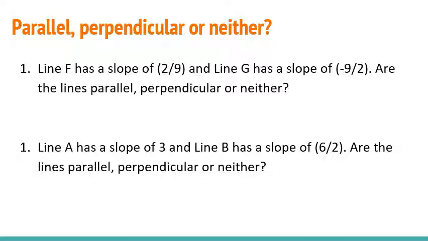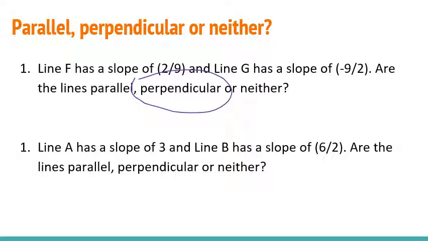Okay, let's do a couple practice problems. Line F has a slope of 2/9 and line G has a slope of -9 over 2. Are the lines parallel, perpendicular, or neither? Why don't you pause here, try these on your own. Okay, unpause here. Perpendicular because you have negative reciprocal slopes.